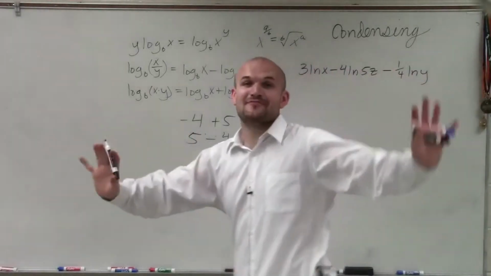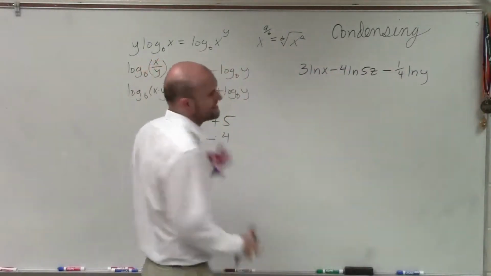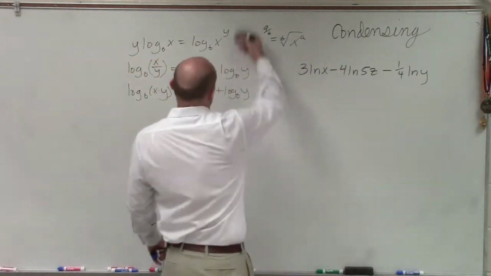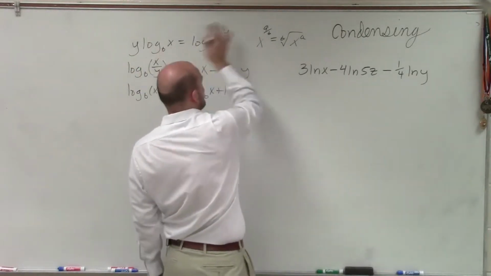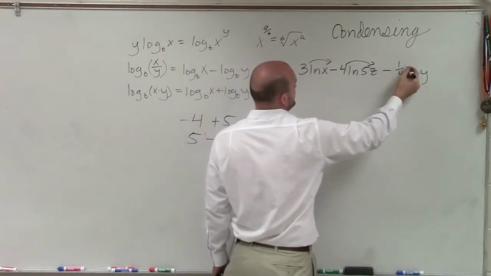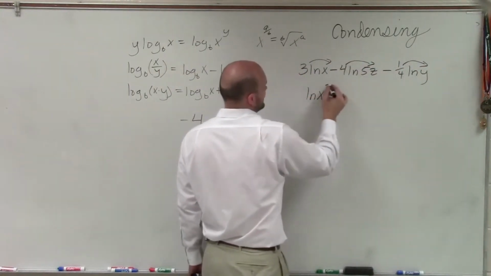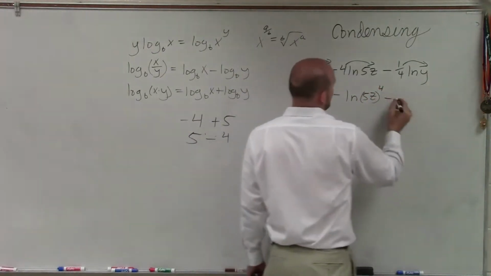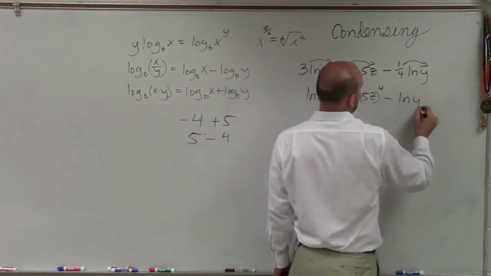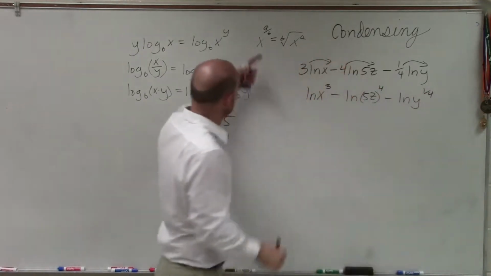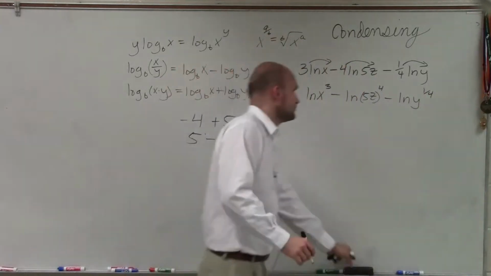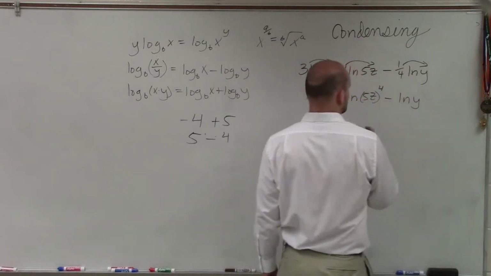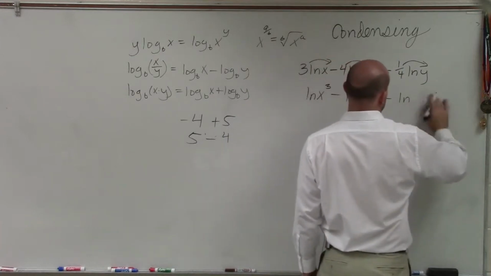All right, so this is one of my favorite problems that I like to go through because it tackles a lot of the properties that you need to remember. First thing, we know that we can take our product rule. If we have a number in front, we can rewrite it as our exponent. So I'm going to rewrite this as ln of x to the 3rd power minus ln of 5z raised to the 4th minus ln of y to the 1/4 power. Now remember, when we have a rational exponent, we can rewrite that as the root. So therefore, that's going to be the 4th root of y.